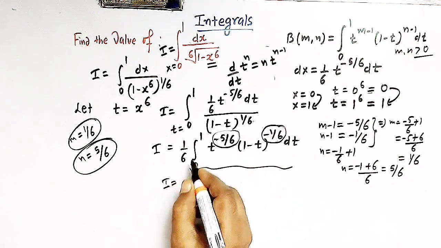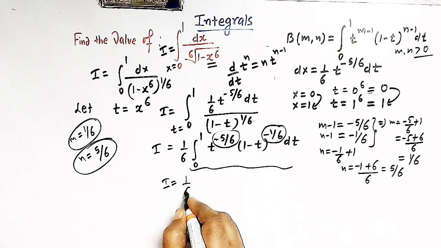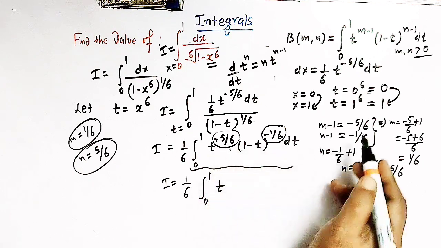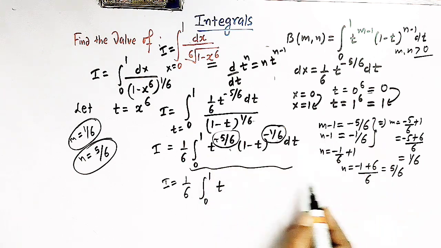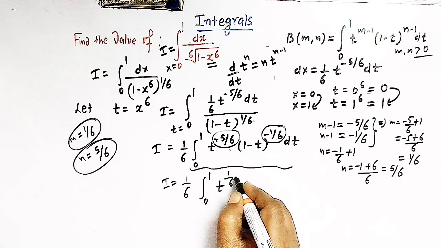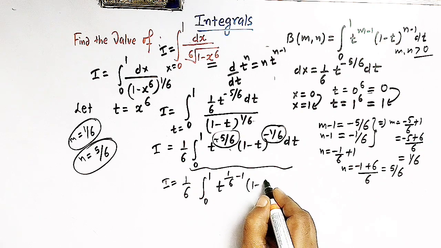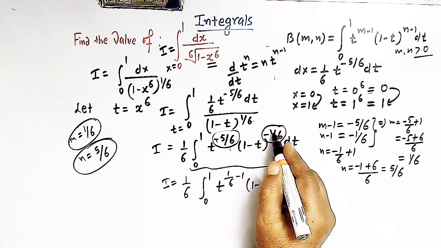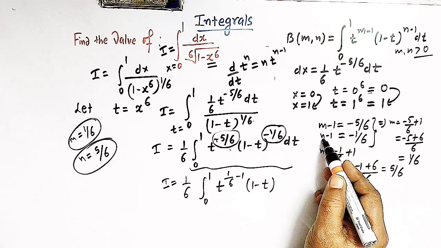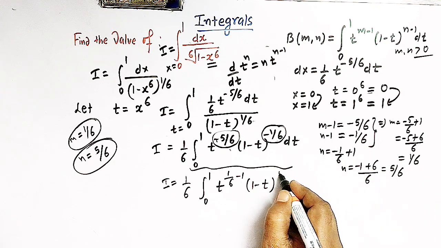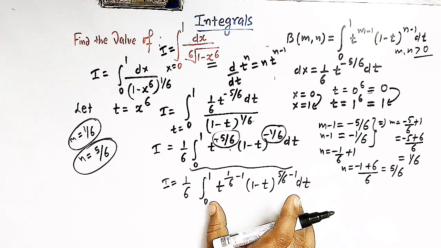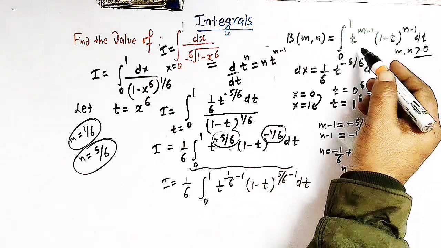So now we can write this integral as 1 over 6 times the integral from 0 to 1 of t raised to minus 5 over 6, which is m minus 1, where m is equal to 1 over 6, so 1 over 6 minus 1, and here we have 1 minus t raised to minus 1 over 6. So minus 1 over 6 can be written as n minus 1, where n is 5 over 6, so 5 over 6 minus 1, and dt. So now this integral is exactly similar to this one.